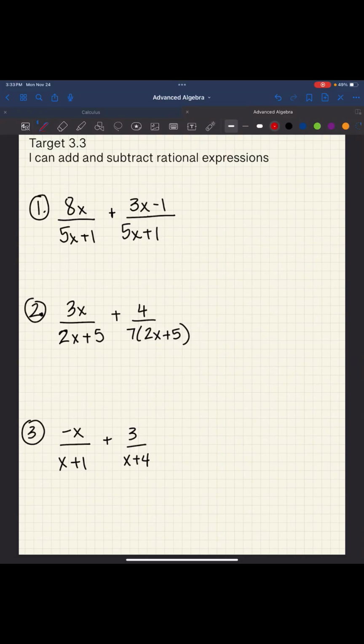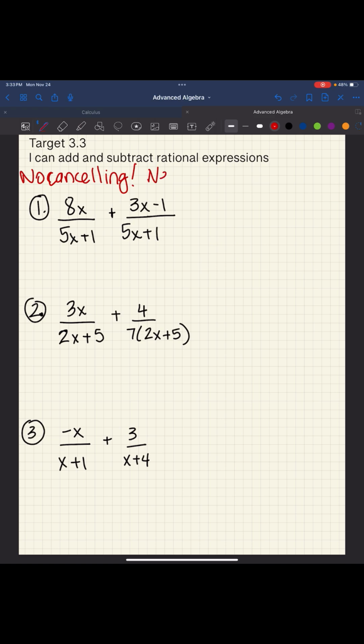Here is target 3.3. I can add and subtract rational expressions. I would say this is one of the more commonly difficult targets for students. It tended to be the reason or the misstep for other targets, because they were trying to use this goal for other ones. So this is the only one where there's no canceling, which is kind of bizarre, because I feel like that's been the name of the game for all the rest of them, no canceling. So this is the one we're going to modify.